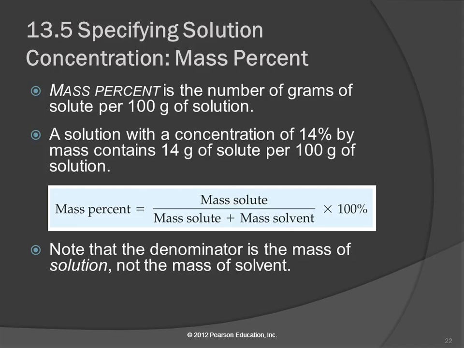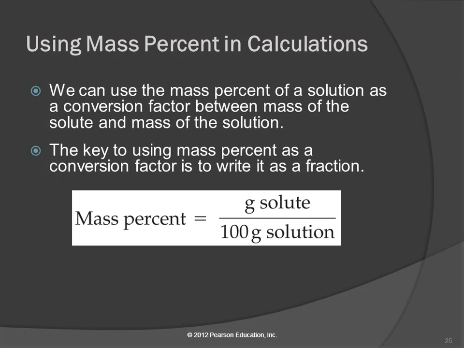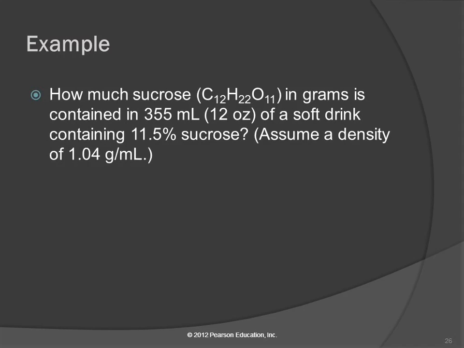When we're using it as a conversion factor, it's more convenient to think of it this way: grams of solute per 100 grams of solution. So let's do an example of this. How much sucrose in grams is contained in 355 milliliters, which is a 12-ounce can, of a soft drink containing 11.5% sucrose? And we're told to assume a density of 1.04 grams per milliliter.